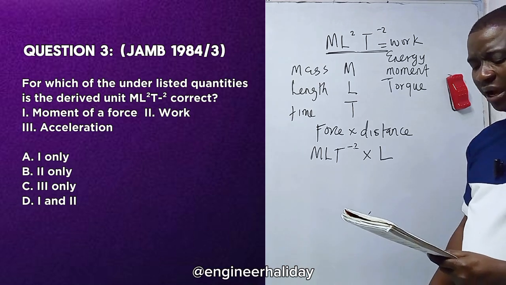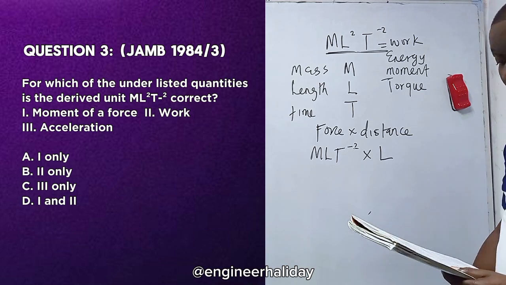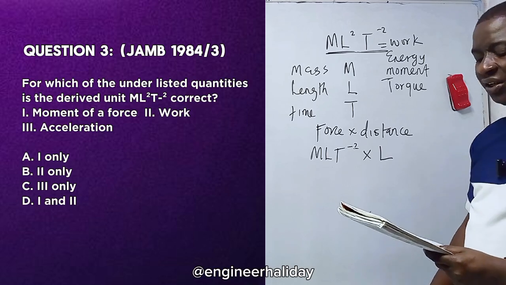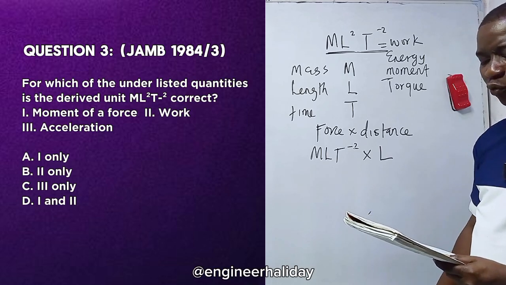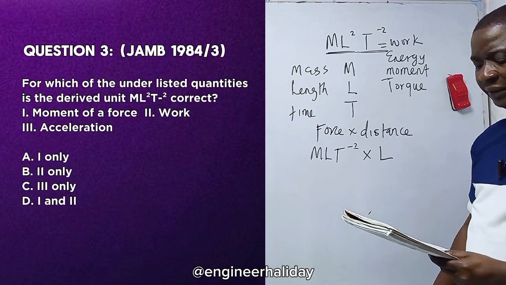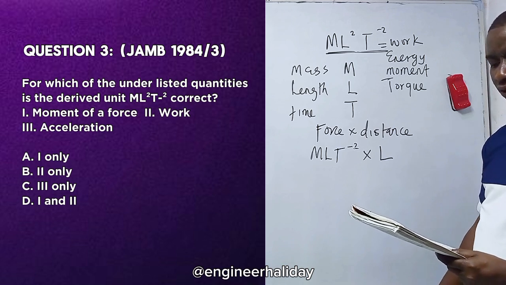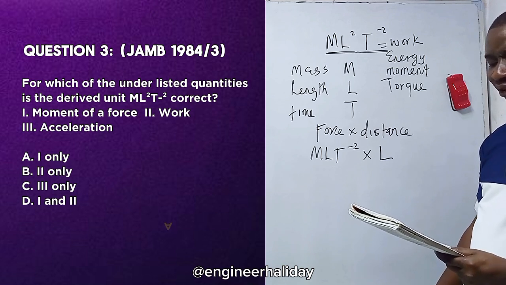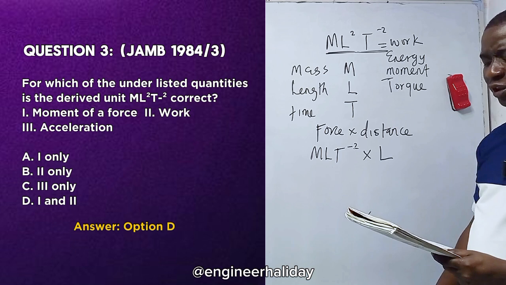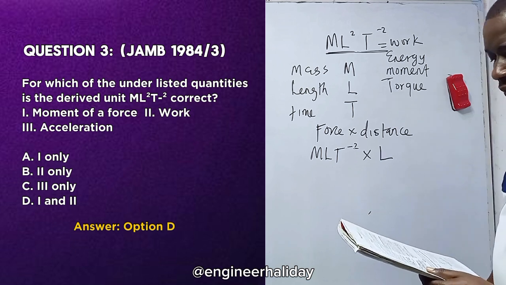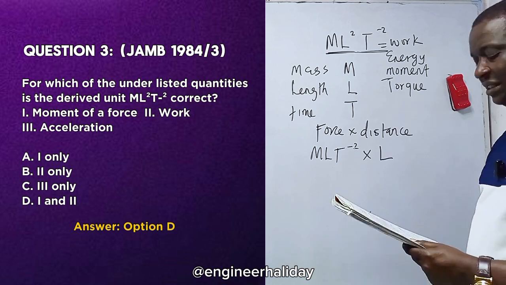Then A says 1, B says 1 only, B says 2 only, C says 3 only, and D says 1 and 2 only. So the answer to that question should be what? 1 and 2 only, which is Roman figure 1, moment of a force, and work, which is Roman figure 2. Option D is the answer.